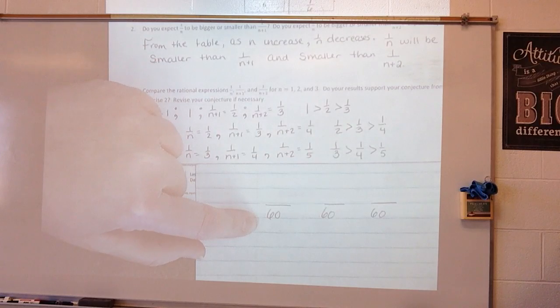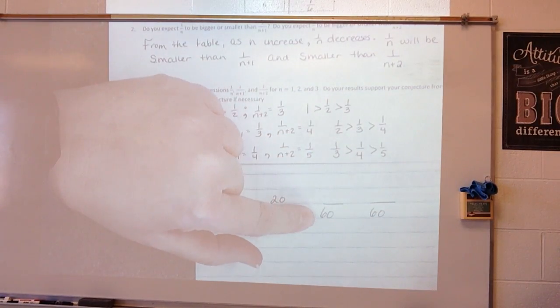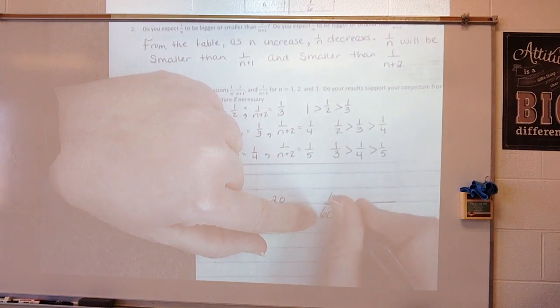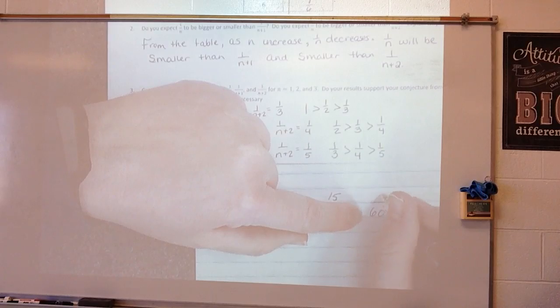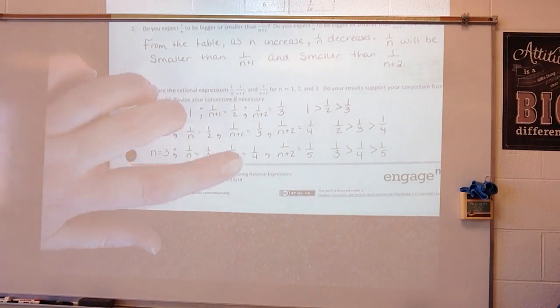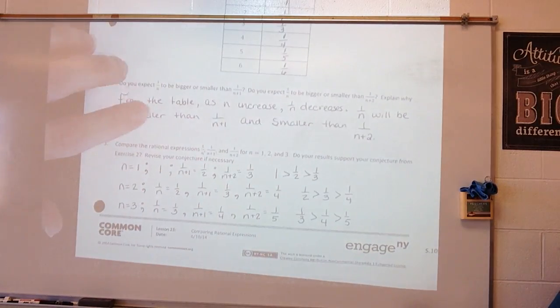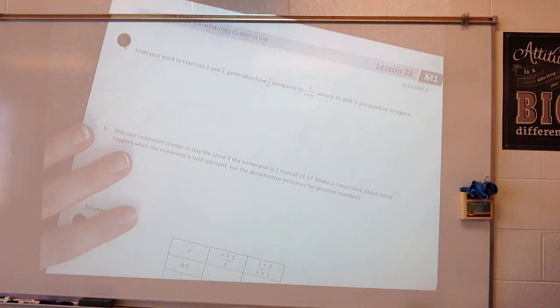3 goes into 60 20 times, so 20 times 1 is 20. 4 goes into 60 15 times, and 5 goes into 60 12 times. So I can see that this works. So my conjecture is true with number 2.